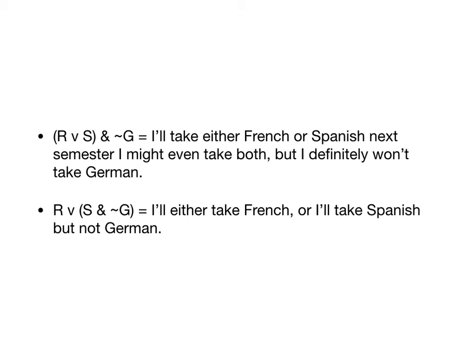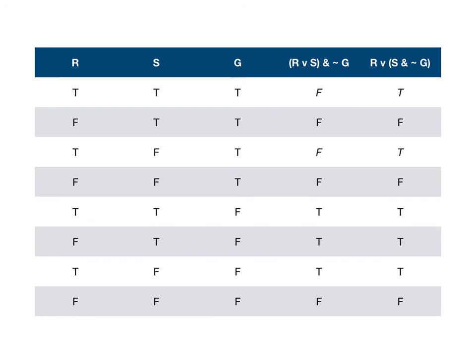Look, if we wanted to translate them back to English, the first one here means our first sentence. I'll take either French or Spanish next semester. I might even take both, but I definitely won't take German. Second one groups it differently. It says, I'll either take French or I'll take Spanish, but not German. Where these two differ, the second sentence allows for the possibility that you take German and French, right?